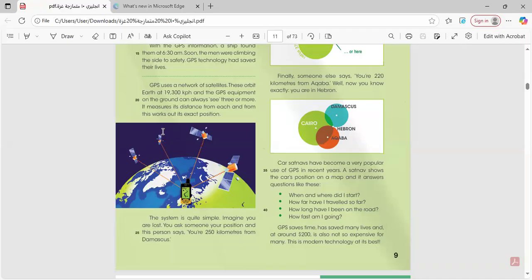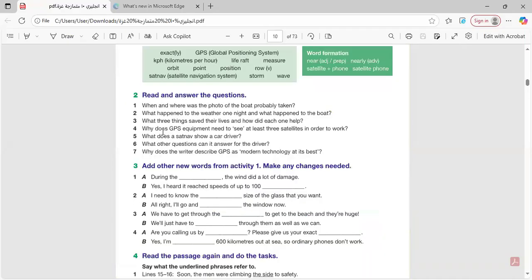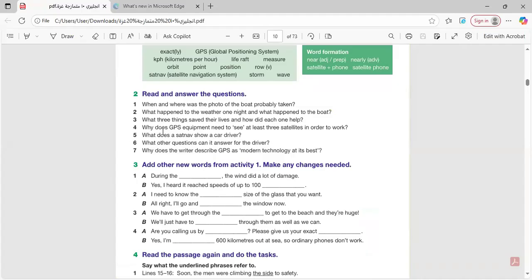When and where did the driver start? How far has the driver traveled so far? How long has the driver been on the road? How fast is the driver going? So all these answers, sat nav gives the driver. Okay, now we know what information sat nav gives to the driver.